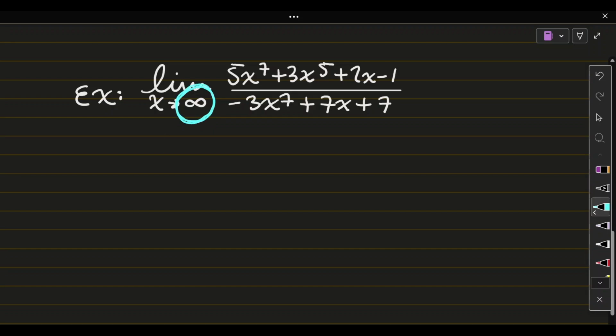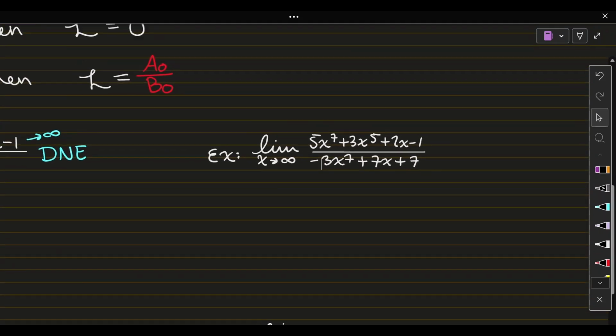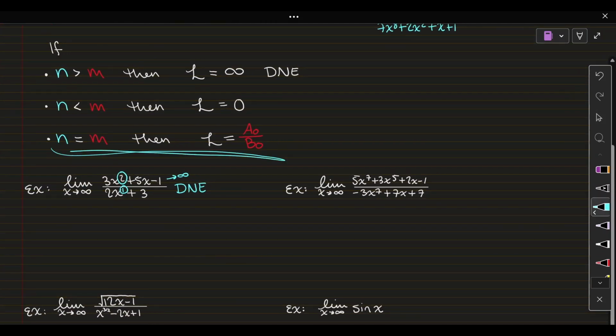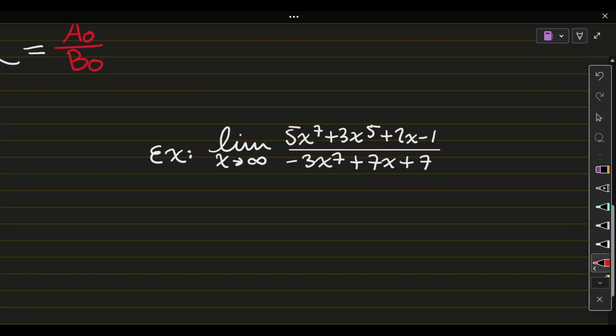Right? This isn't the same for x equals 0 or x equals 3 or x equals pi or whatever. It has to be x equals infinity. I notice that 7 is 7, so these are matching, so m equals n, and we take the ratio of the leading coefficients here, right? So what are my leading coefficients? Well, my leading coefficients are going to be 5 and negative 3. So this limit is equal to negative 5/3.